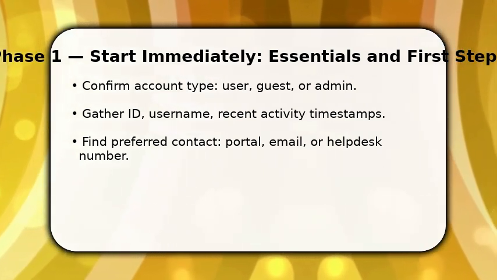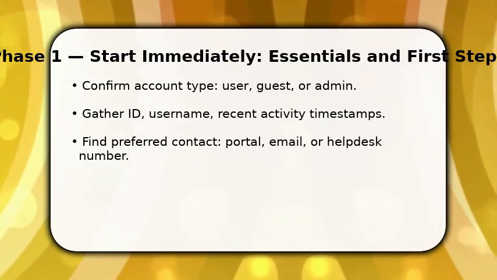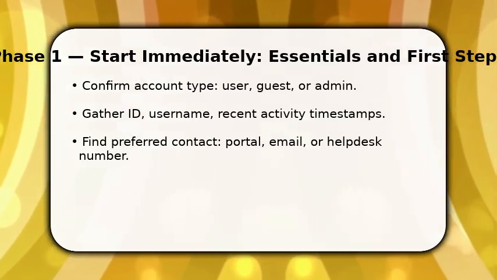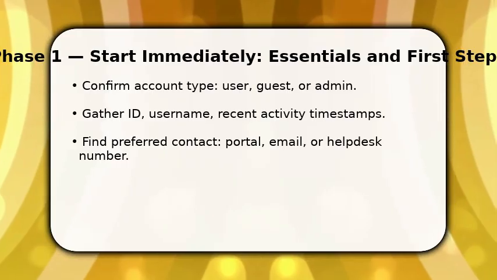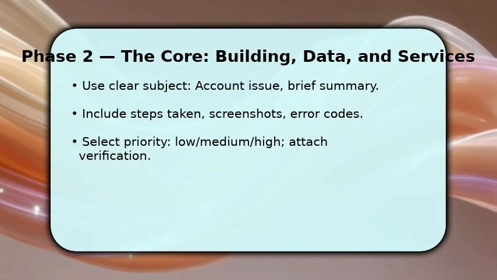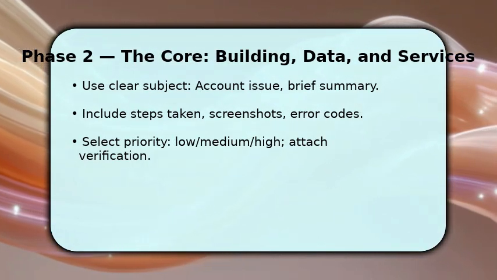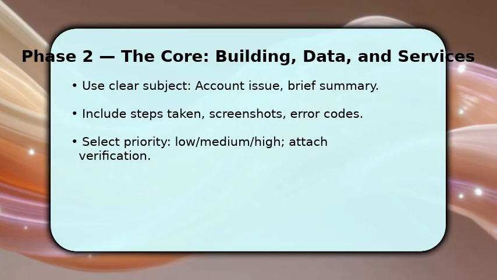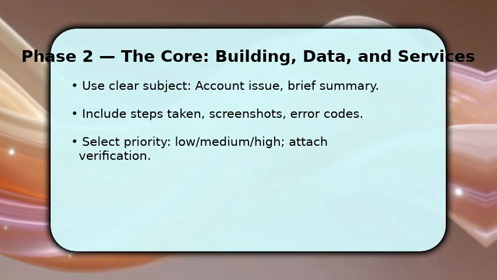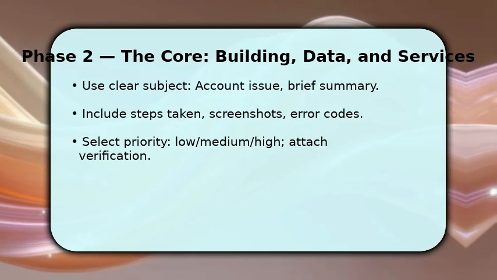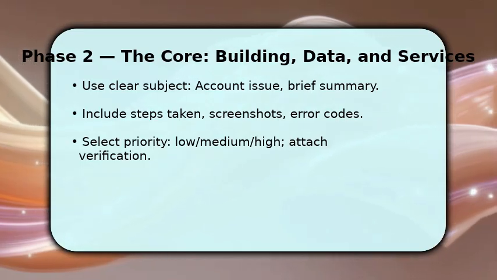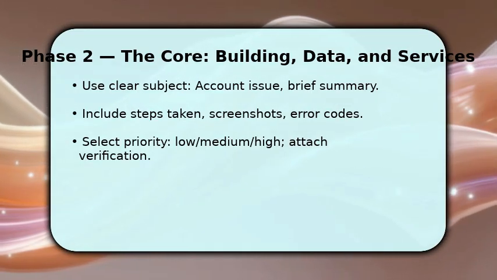You now craft the request. Open the support form or email and write a concise subject: Account issue, brief summary. In the body, describe the how and why, steps you tried, exact error codes, and timestamps. Attach 1-3 screenshots. Then state desired outcome: password reset, access change, or data recovery, and set priority honestly.